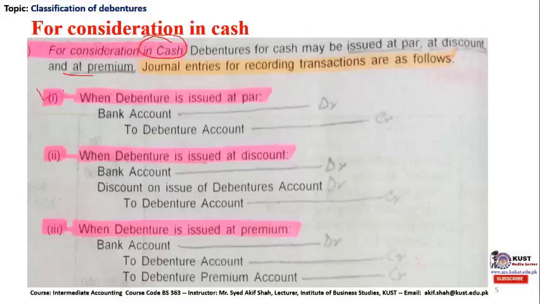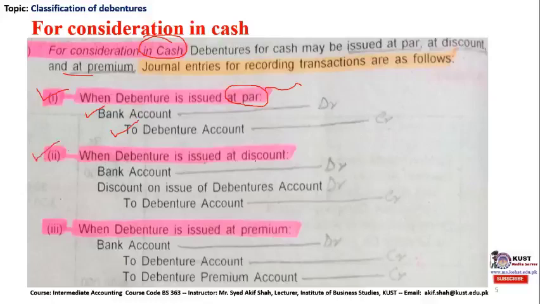Number one, when the debenture is issued at par, it means at its original value or the face value mentioned on the debenture, then there will be one simple entry: the bank account, which is the company's bank account, will be debited with the cash amount paid by the debenture purchaser or investor, and the direct liability account, which is the debenture account, will be credited in the company's books of accounts.